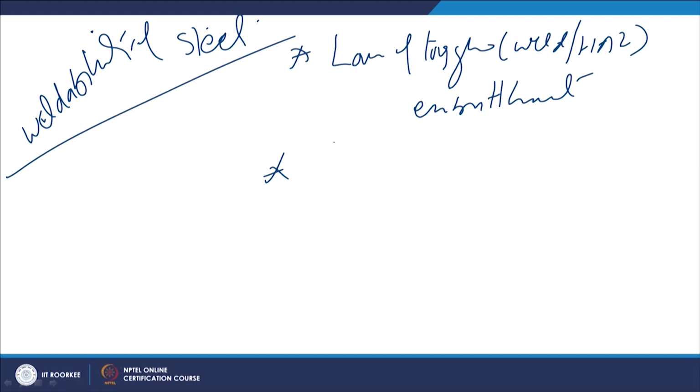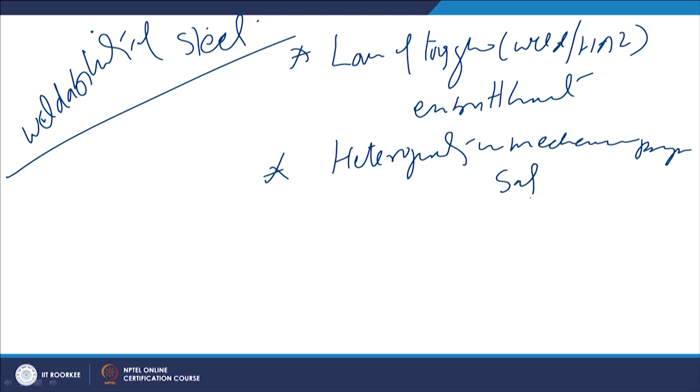Another one, a lot of heterogeneity in mechanical properties is observed, which can be in both forms, like softening as well as hardening. Mostly it is hardening which is observed, but in some of the categories even softening is observed. I will give examples of both.